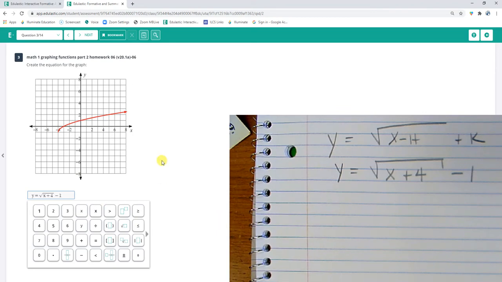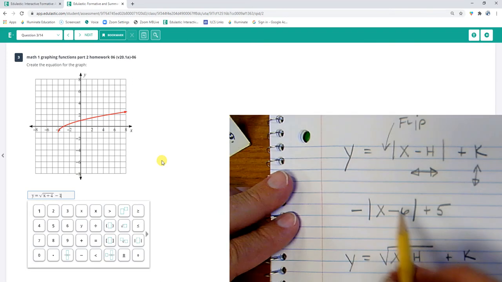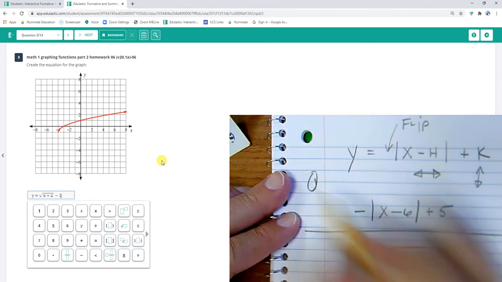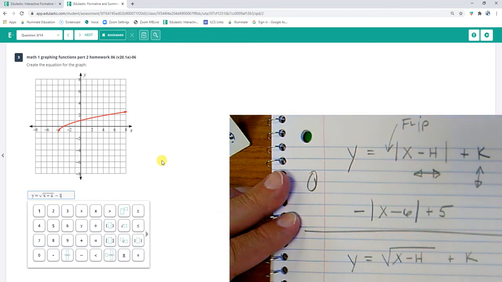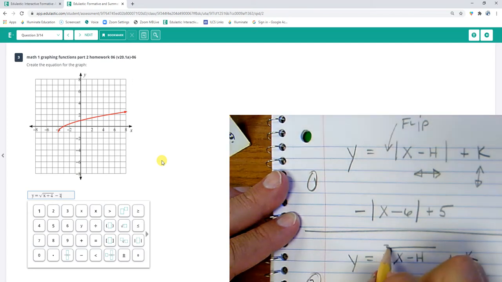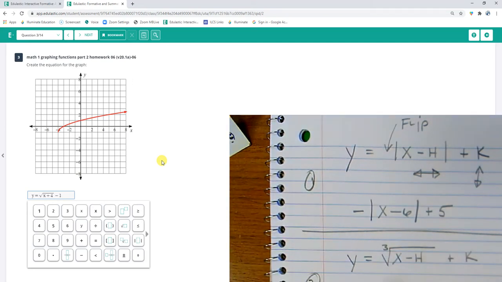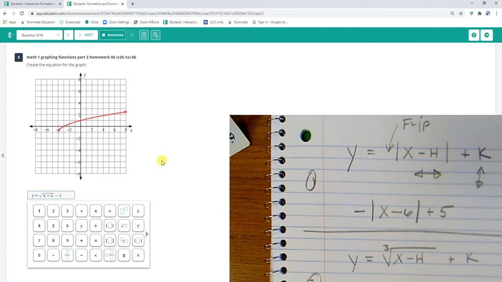You know, I should actually be writing these better. So this was number 1. This was number 2. This is actually a cube root though, isn't it? I didn't write a cube root. Okay, maybe this is number 3 right here. This is the square root. Y equals x plus 4 minus 1. Okay.